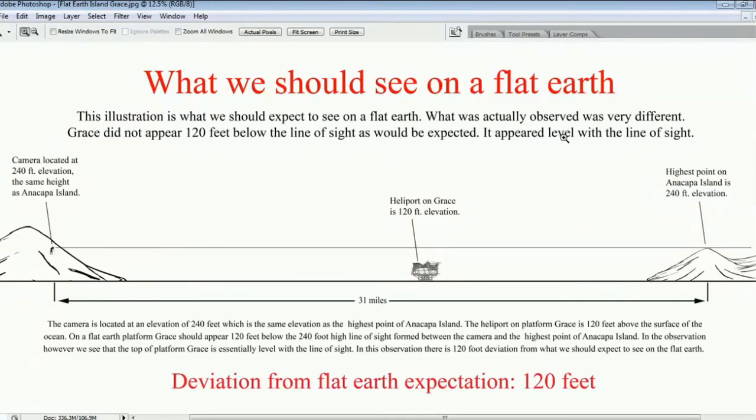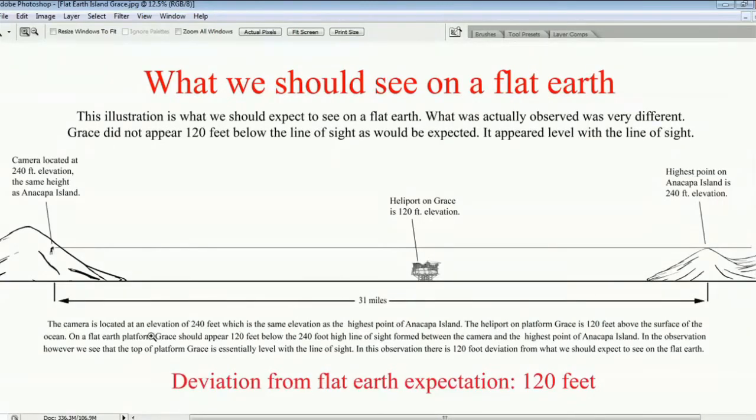What was actually observed was very different. Grace did not appear to be 120 feet below the line of sight, as would be expected. It appeared level with the line of sight. And it's a pretty basic diagram. Camera's at 240. Highest point of Anacapa is 240. The heliport on Grace is 120 feet. I would assume this is what you would see. I can't imagine why you wouldn't see exactly that if the surface of the water was flat.